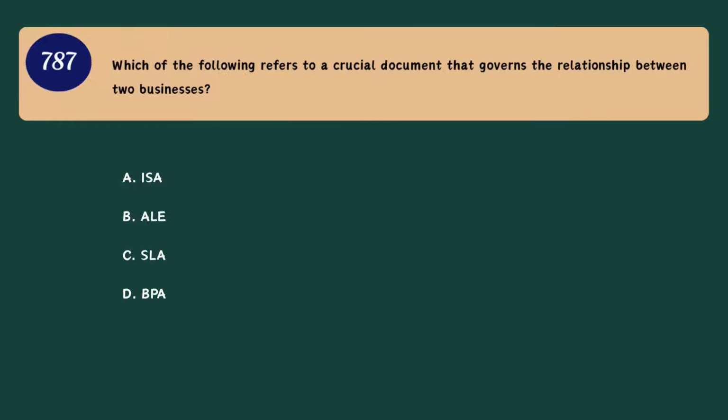Question 787. Which of the following refers to a crucial document that governs the relationship between two businesses? A. ISA. B. ALE. C. SLA. D. BPA.